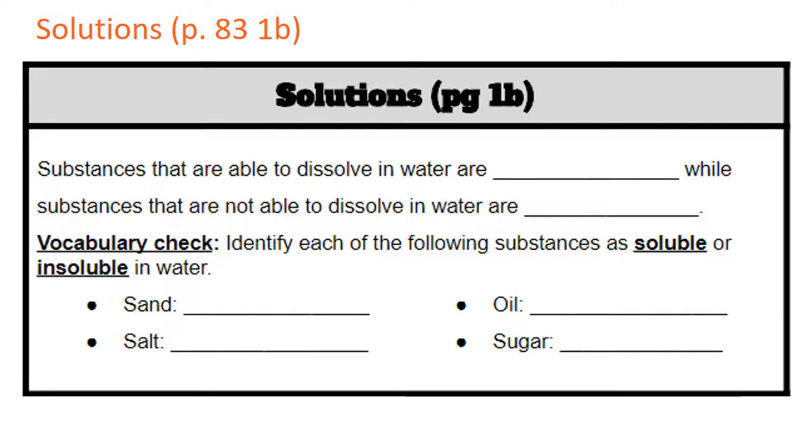Now we have some more definitions. If you flip the page, we have two different kinds of substances relating to solubility. The first is substances that are able to dissolve in water, and those are said to be soluble, while substances that are not able to dissolve in water are insoluble. So go ahead and take a minute, write it down. Which of the following four substances are soluble or insoluble in water?